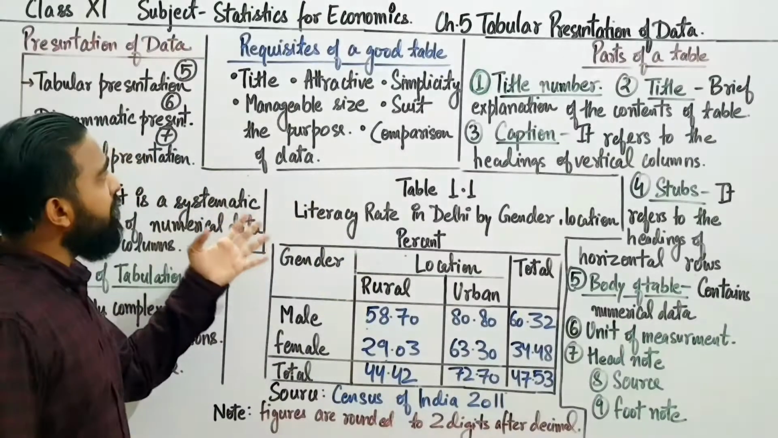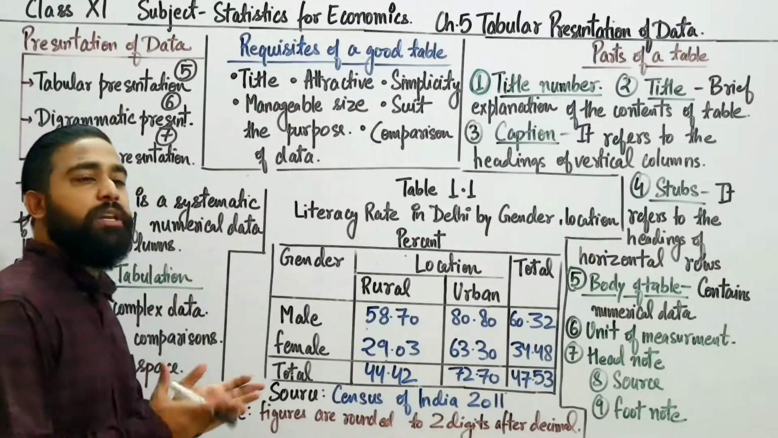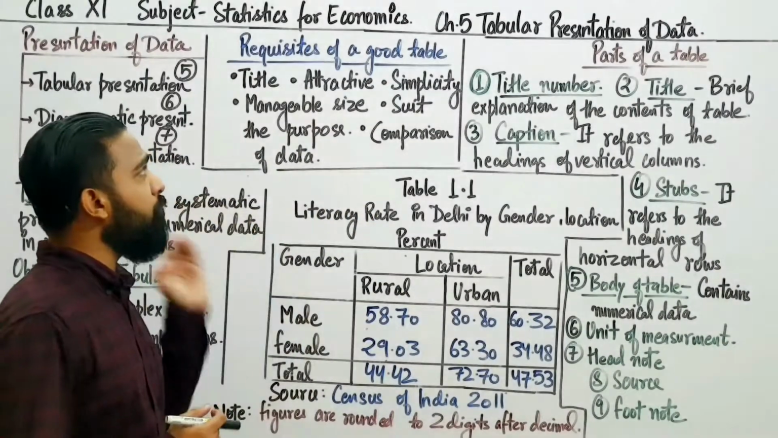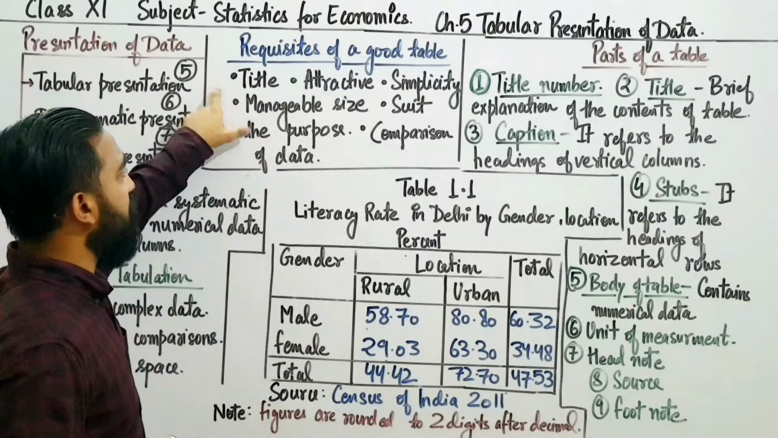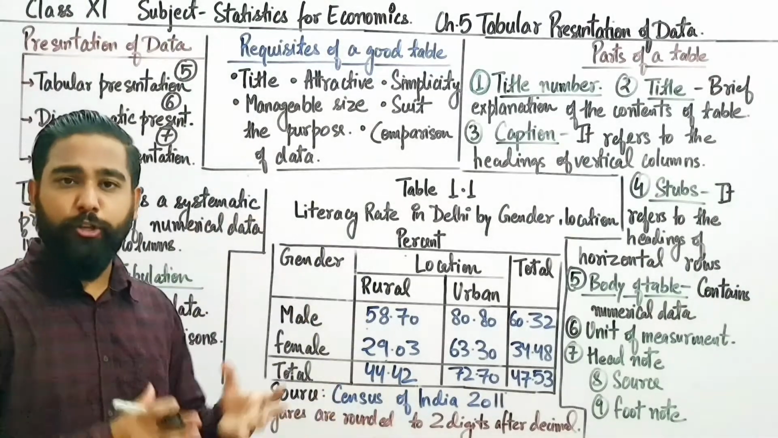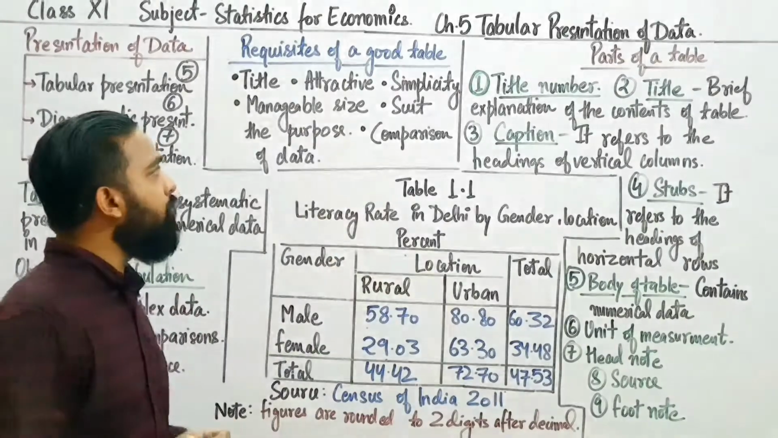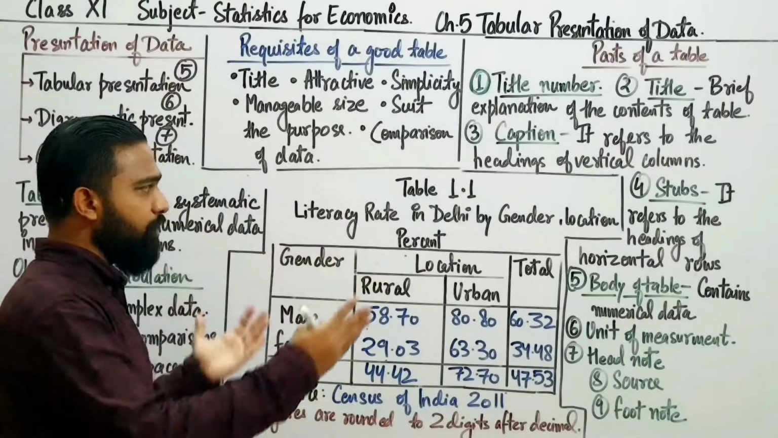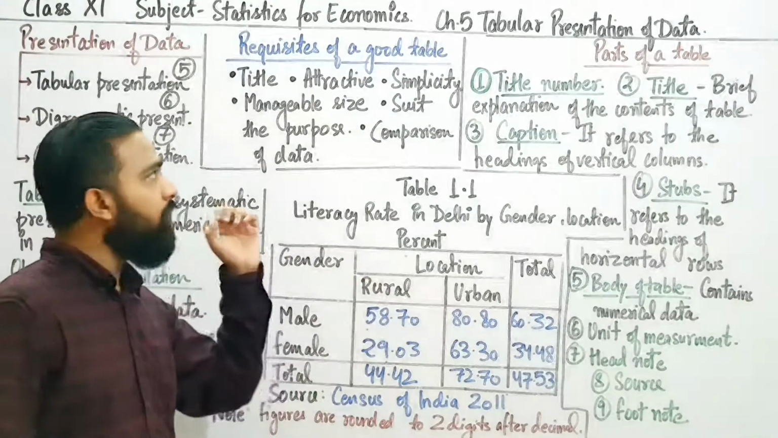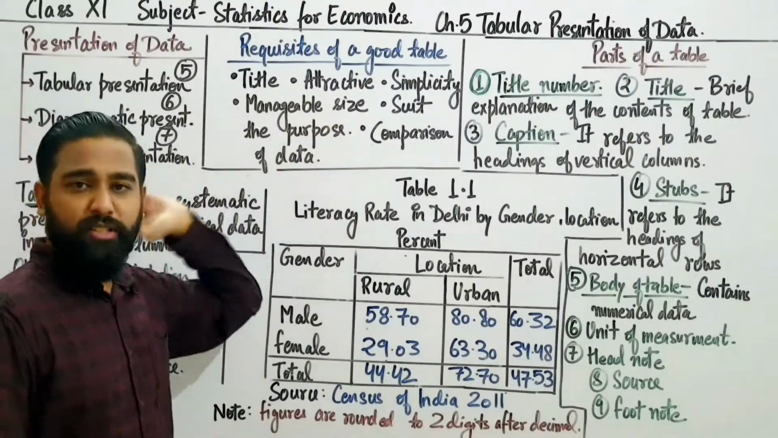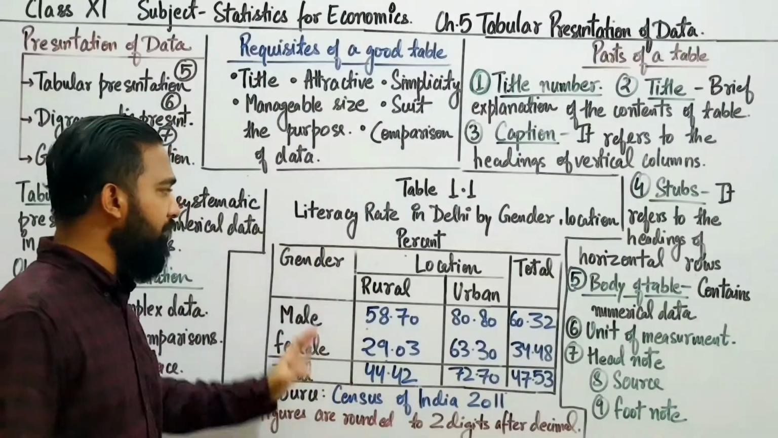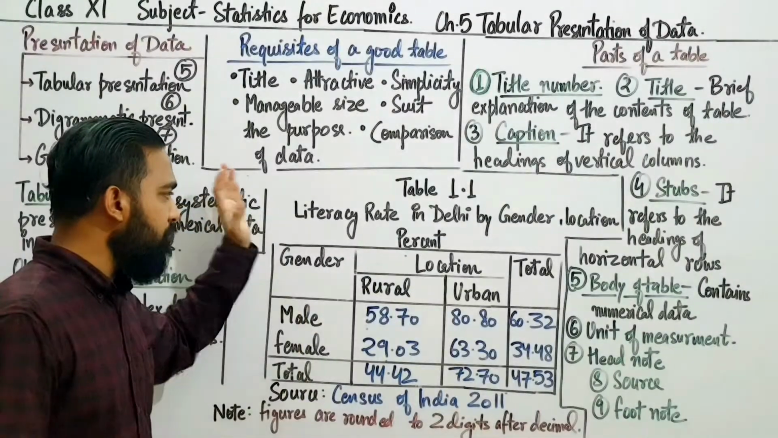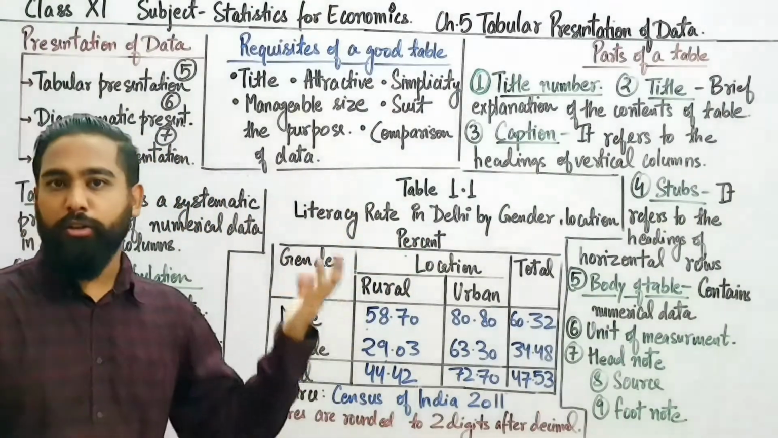Now students, let's come to the requisites of a good table. There are many requisites to keep in mind, but the main requirements of a good table are these. First of all, it should have a title, a heading which shows what you are trying to tabulate. It should look good and attractive, and be symmetrical, with all the lines very neat. It should have simplicity, not be complicated, so that you can easily see and understand what the tabulation is showing.